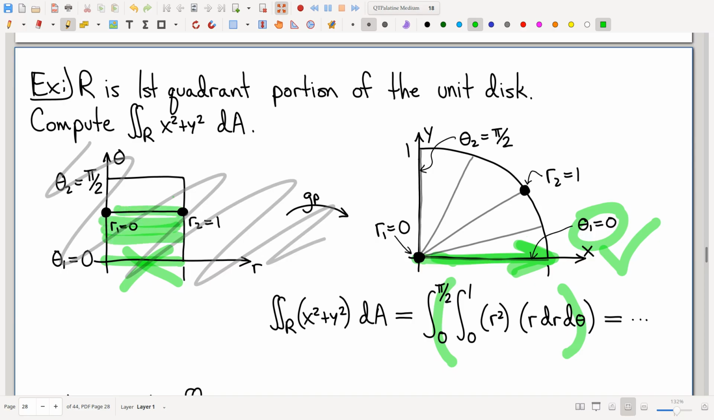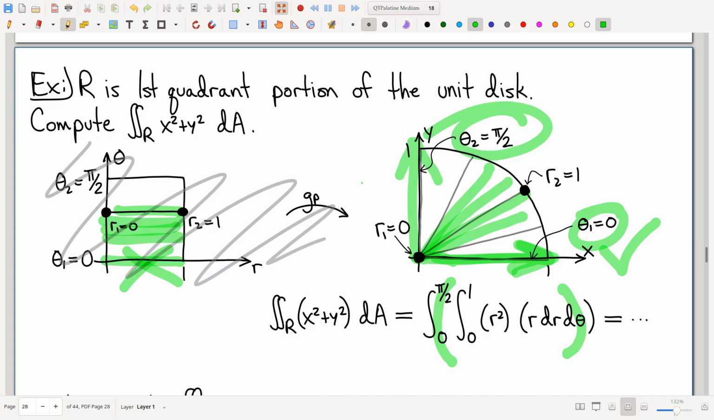Continued slices. Where's my last slice? Well, I can see it right here, my last slice. Right there. That's the last slice of my domain, until I'm done. And I can see right there that it's pi over 2.